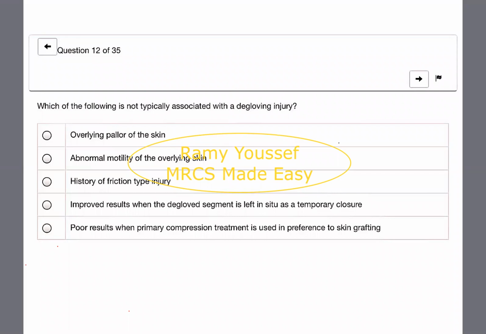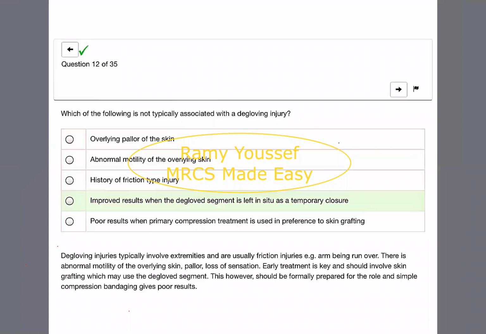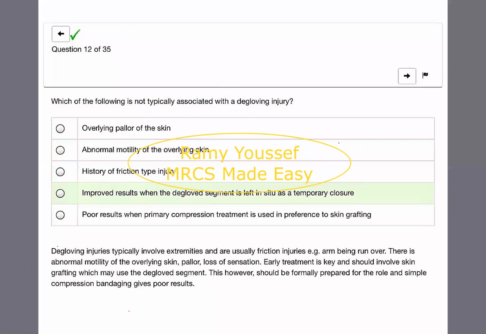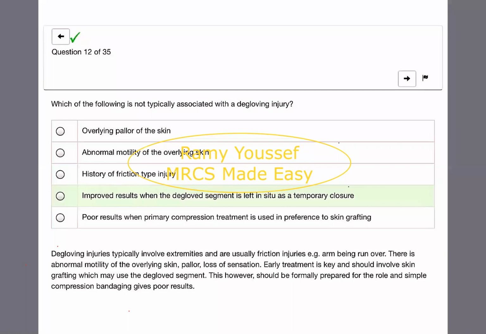So which of the following is not typically associated? All of the following are typical for the degloving injury except one. It is D: improved result when the degloved segment is left in situ as a temporary closure. Exactly. Overlying pallor of the skin, yes. Abnormal motility, yes. History of friction, yes. Poor results when primary compression treatment is used in preference to skin grafting. But the wrong one is improved result when the degloved segment is left in situ as a temporary closure.